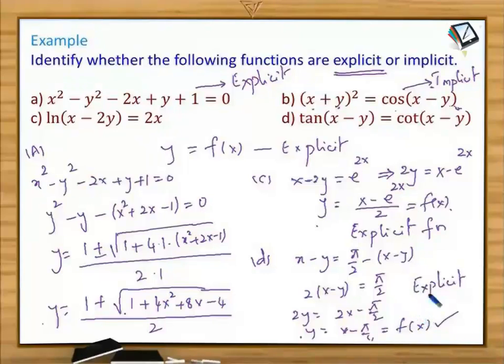So if I can express y as an individual function of x, then it is an explicit function. If I cannot express y as a function of x alone, then it is an implicit function.